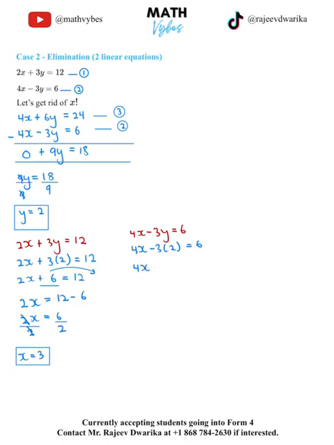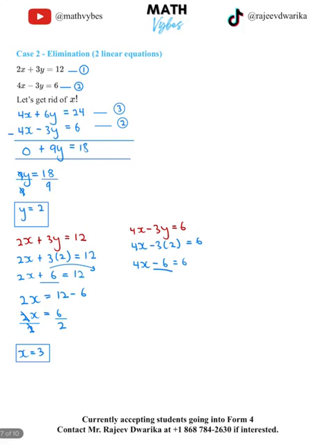What is minus 3 by 2? That'll be minus 6 equal to 6. If you are trying to find x, you want to leave 4x on the left-hand side, and you want to move across all of the numbers. So let's move across minus 6. If you move across minus 6, it's going to be 6 plus 6, and that's going to be 12.